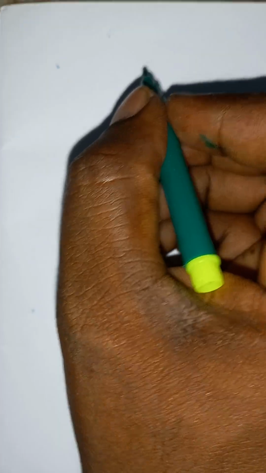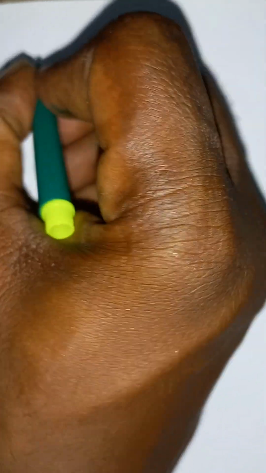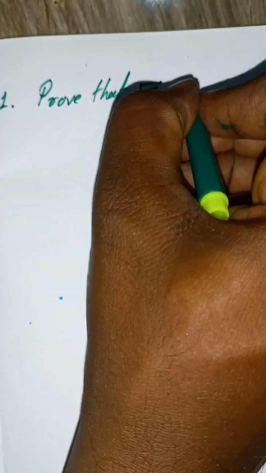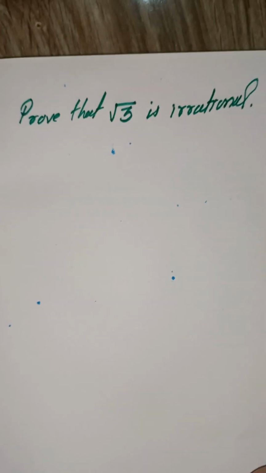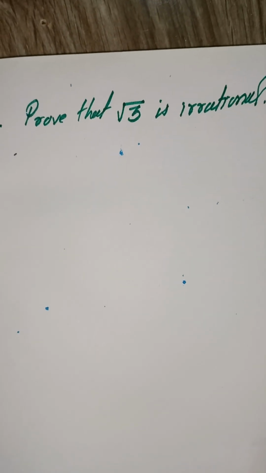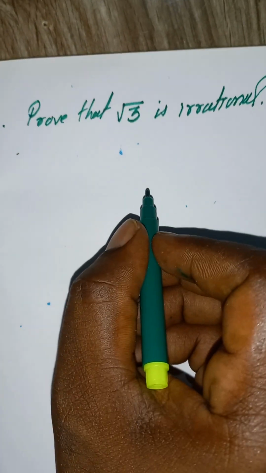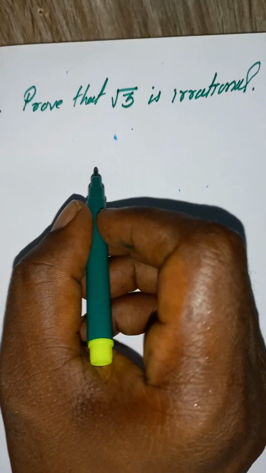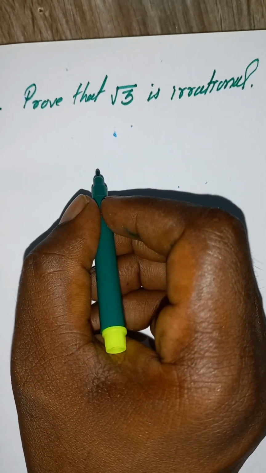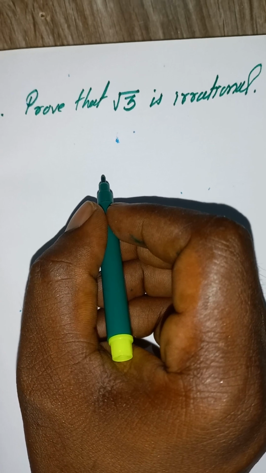Now you are going to see class 10th chapter 1. Prove that root 3 is irrational. So you have to prove root 3 is irrational. But we don't know the definition for irrational. Irrational is nothing but which is not rational, that is irrational. So we have to prove this one is not rational.